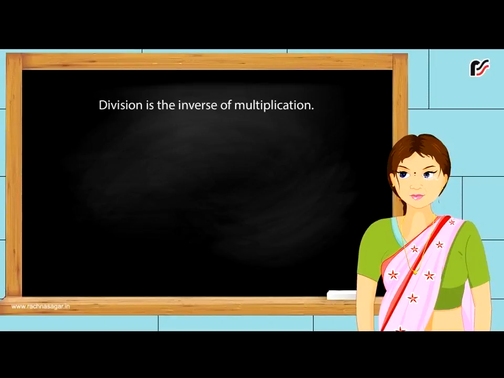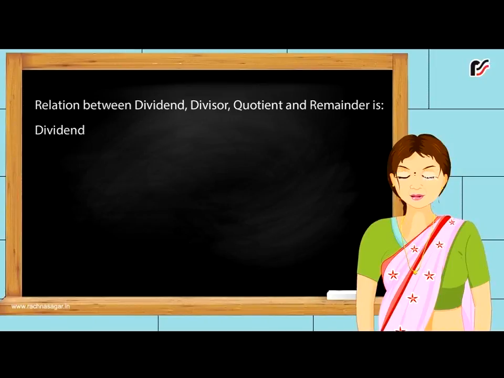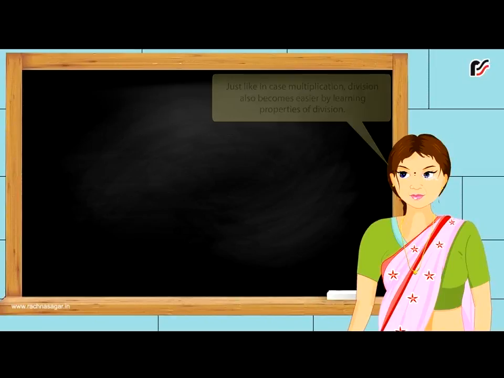Division is the inverse of multiplication. 12 multiplied by 10 is equal to 120. 120 divided by 10 is equal to 12. 120 divided by 12 is equal to 10. The relation between dividend, divisor, quotient and remainder is: dividend is equal to divisor multiplied by quotient plus remainder.